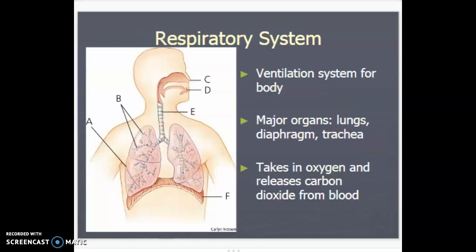And then you have the respiratory system. This is the ventilation system for the body. The major organs would be your lungs, the diaphragm, and the trachea. Those are just the majors, but there's also, we'll talk about the alveoli, the bronchi, and things like that. Its job is to take in oxygen, and then it's also going to release the carbon dioxide that you're receiving from the muscles in the blood, and it'll get rid of waste in that way.